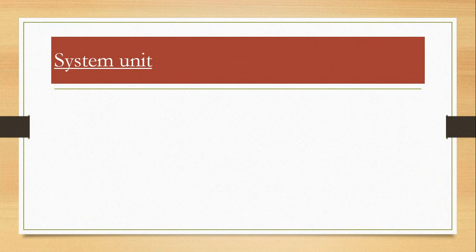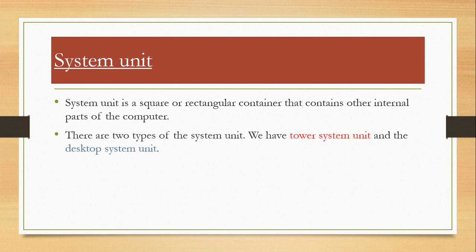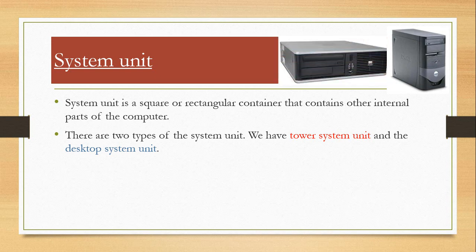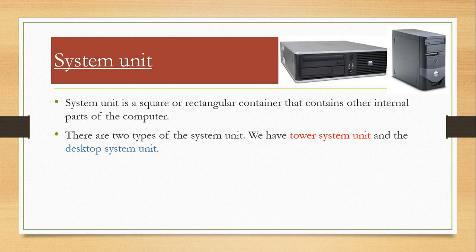Now, system unit. System unit is a square or rectangular container that contains other internal parts of the computer. There are two types of system units. We have the tower system unit and the desktop system unit. The tower system unit looks like this, and the desktop system unit looks like this.